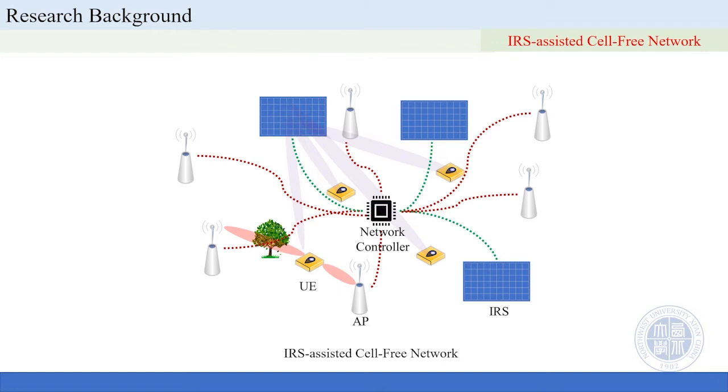Motivated by the discussion on IRS and cell-free networks, in this paper, we consider an IRS-assisted cell-free communication system. As shown in the picture, we investigate an IRS-assisted cell-free network, where multiple distributed IRSs are deployed to assist randomly distributed access points, connected to a network controller, in cooperatively serving K users. We assume that each AP and each user is equipped with a single antenna, and each IRS has N phase shifters.